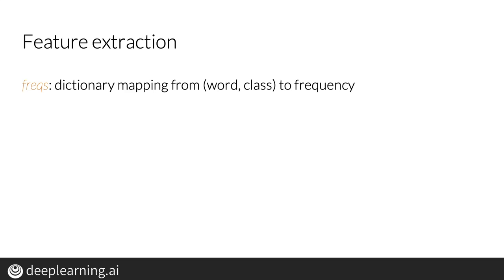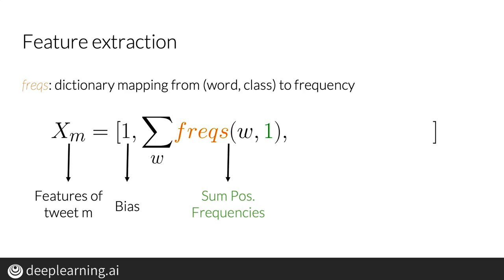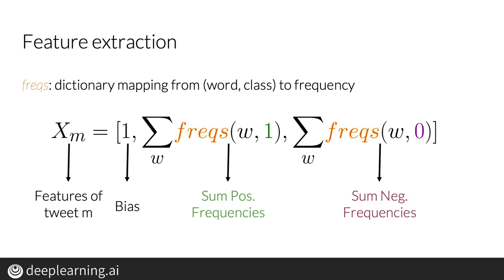What does a feature look like? Let's look at the arbitrary tweet M. The first feature would be a bias unit equal to 1. The second is the sum of the positive frequencies for every unique word on tweet M. And the third is the sum of negative frequencies for every unique word on the tweet. So to extract the features for this representation, you'd only have to sum frequencies of words.